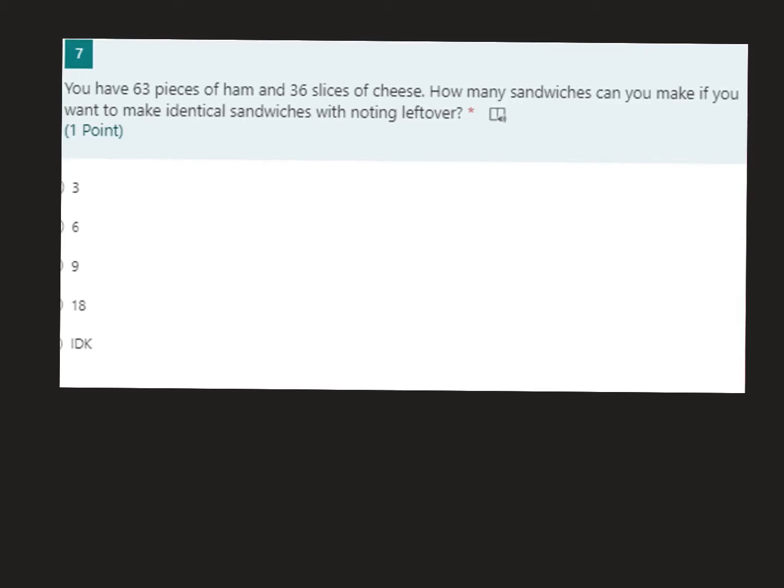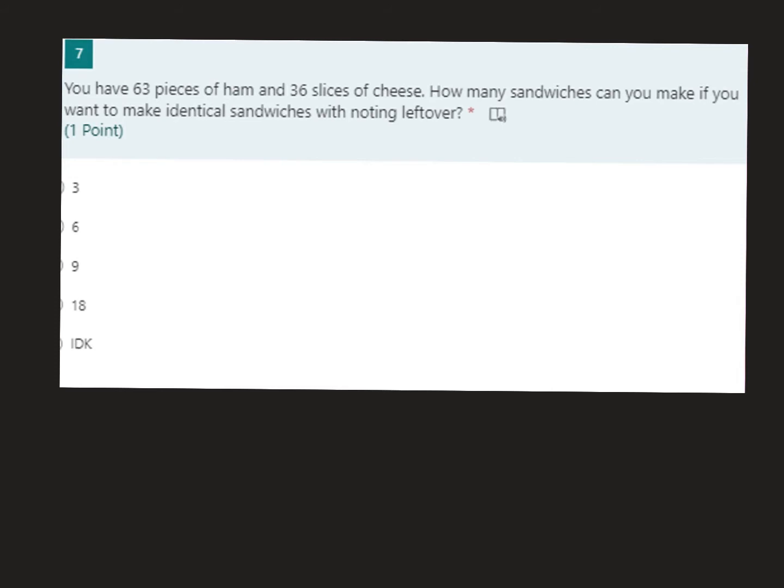All right, questions 7 through 9 go through GCF, LCM, and the distributive property. So this first one says you have 63 pieces of ham and 36 slices of cheese. How many sandwiches can you make if you want to make identical sandwiches with nothing left over? So this is finding GCF.